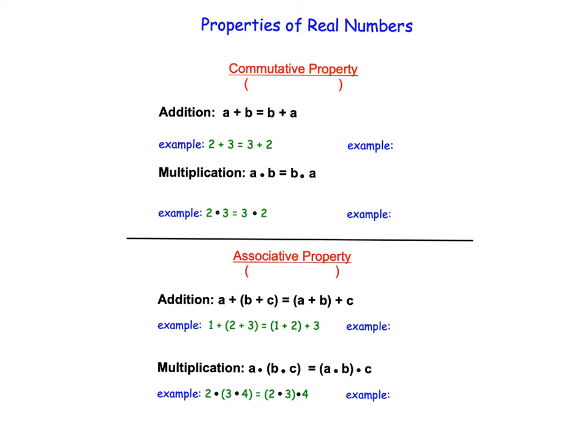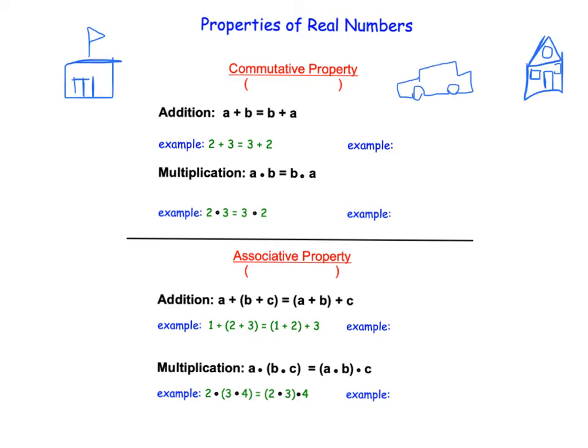This lesson is on the properties of real numbers, and it's a whole lot of memorizing. The only way to really do it successfully is to word associate some of these words. We're going to start with the commutative property.